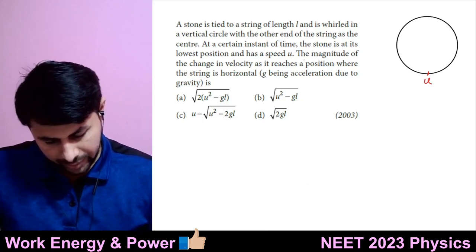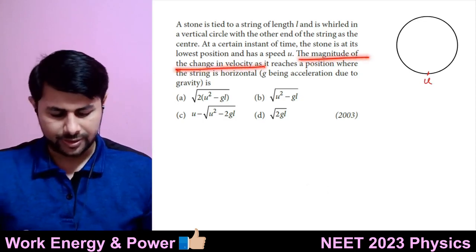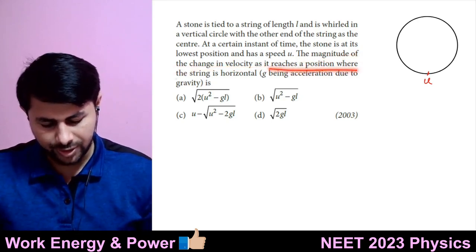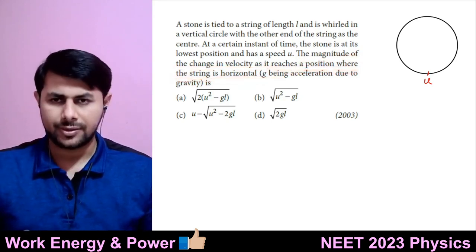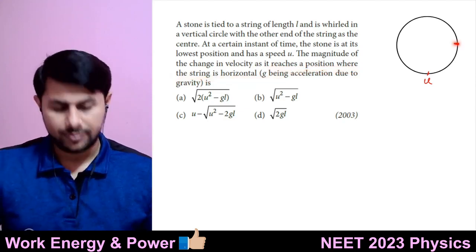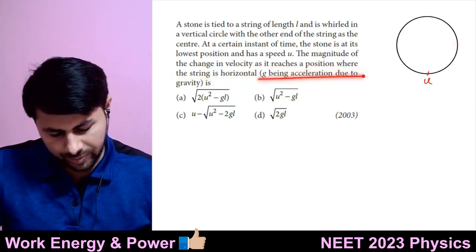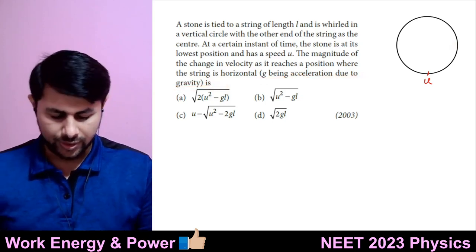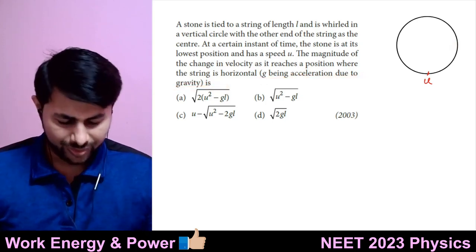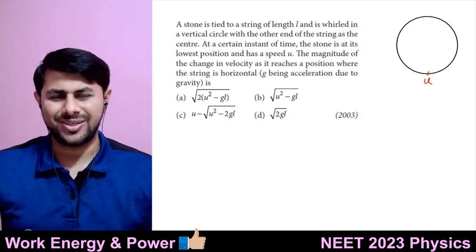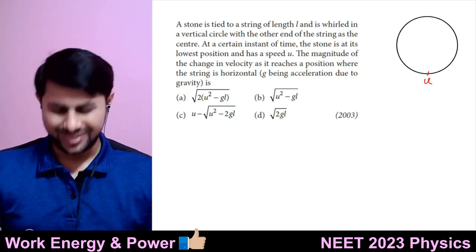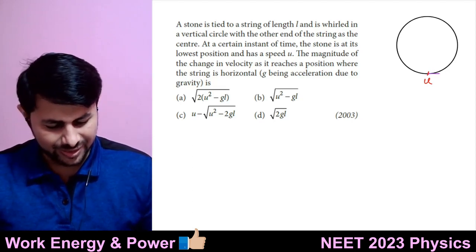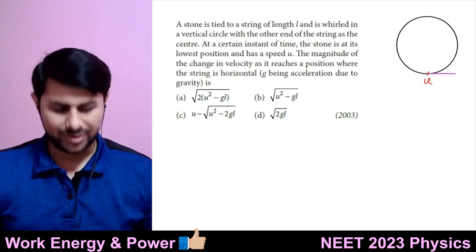Then the magnitude of change in velocity as it reaches a position where the string is horizontal. Okay, that is here, right? G being the acceleration due to gravity is. All right. So this is a little bit tricky question compared to all the previous questions. So they are asking what is the magnitude of change in velocity.